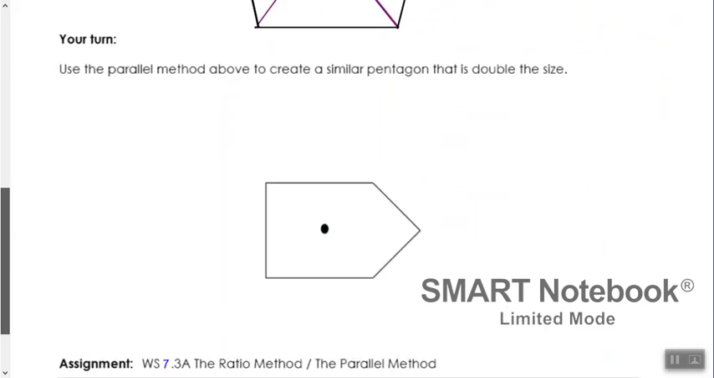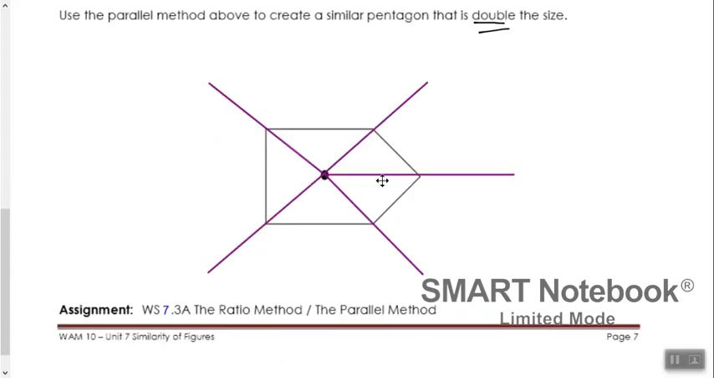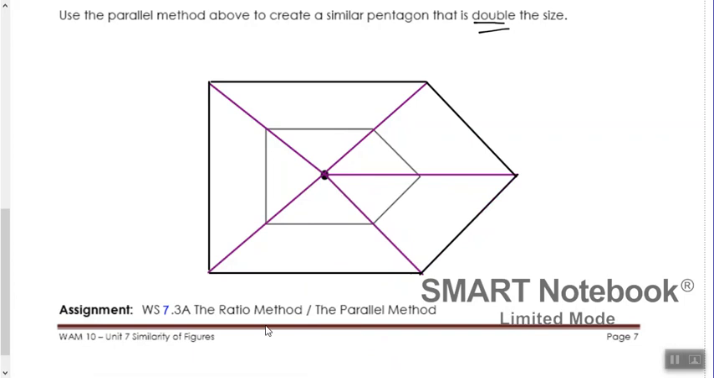Okay, now your turn. Same thing, use the parallel method to create a similar pentagon that is double in size. So pentagon, 5-sided figure: 1, 2, 3, 4, 5 sides. First off, draw your lines out and measure how far they are from that point, and then double that. So lines are doubled through each vertex. And lastly, connect the ends of the lines to get a figure that is twice as big, so double the size.